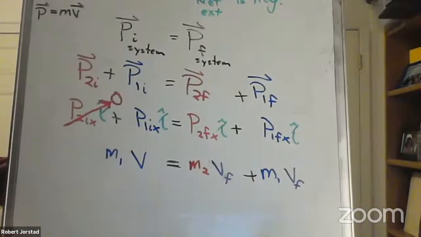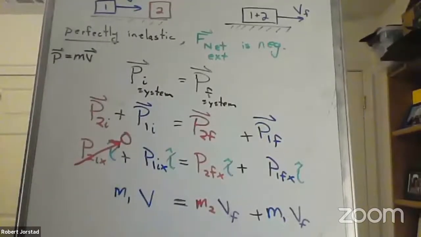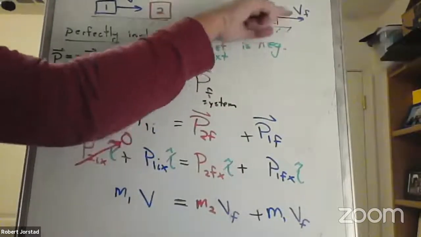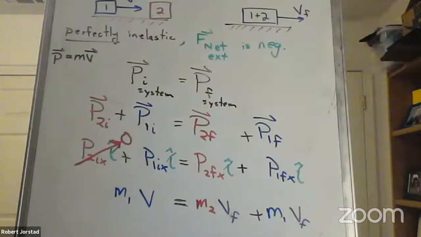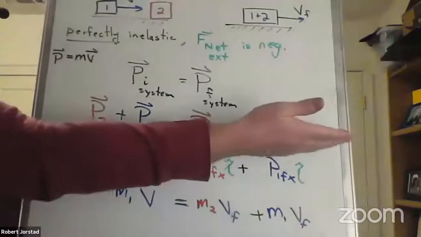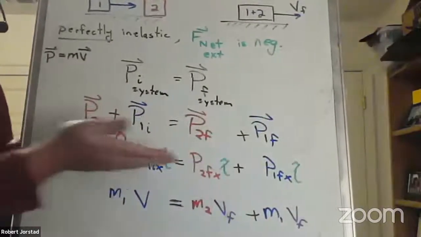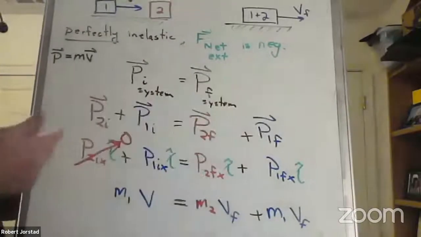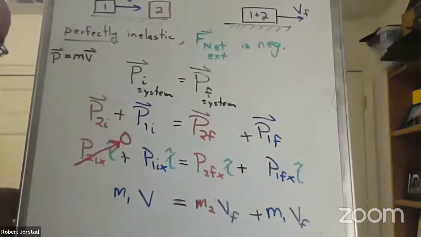Sorry, this thing's wiggling a lot. Can you say one more time how on the right side they're both V final, not V1? Because the problem statement said they combine and move together with a single final velocity. Gotcha. This is a special case, so this part is special to this problem only. Everything up to this line is valid for every problem. Well, maybe not this. It's possible they're both moving. But is that good, Jacob? Yeah, thanks. All right.